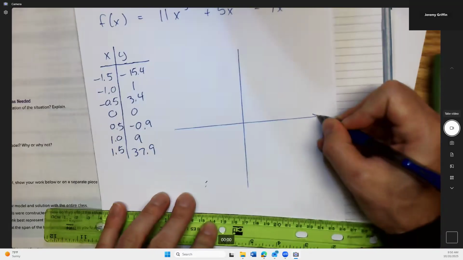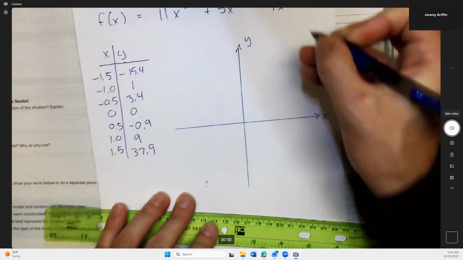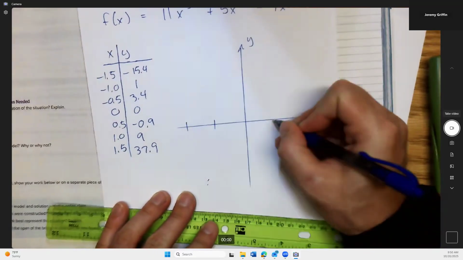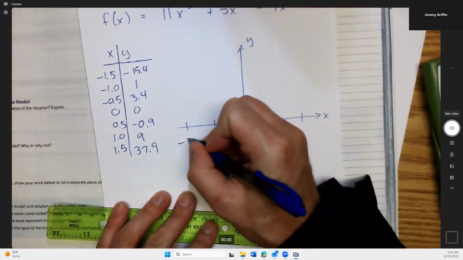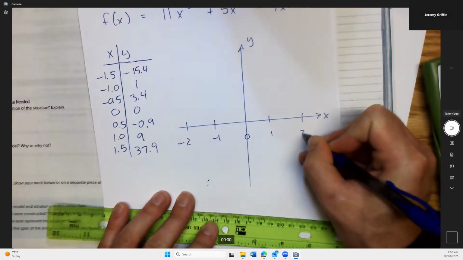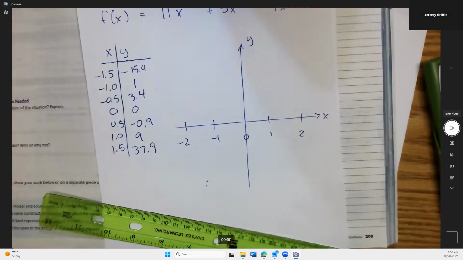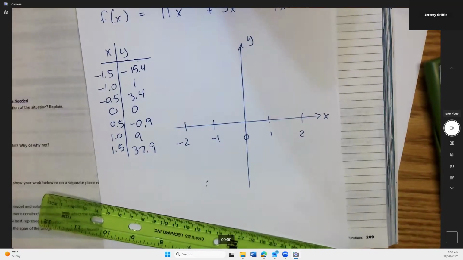So I got the x-axis here, y-axis here. Let's go -1, -2, 1, 2. So -2, -1, 0, 1, 2. That's the entire domain of options that I plugged in here.